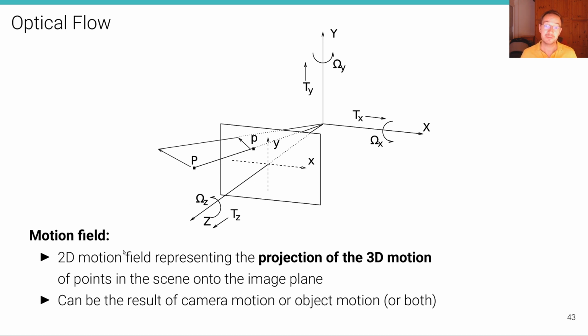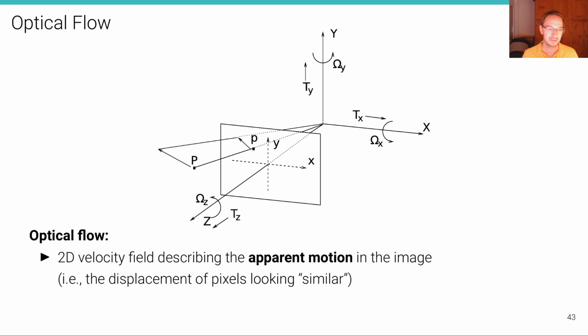The motion field can be the result of the camera motion or the object motion or both. Unfortunately, the motion field is something that we don't directly have access to. Instead, the optical flow is something that we can measure because it's the 2D velocity field that describes the apparent motion in the image. This is what we see in the image. It is the displacement of pixels that look similar.